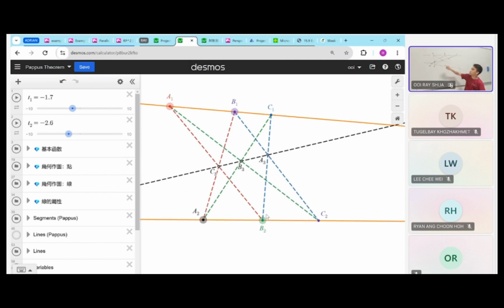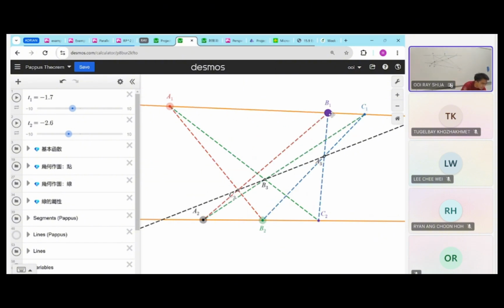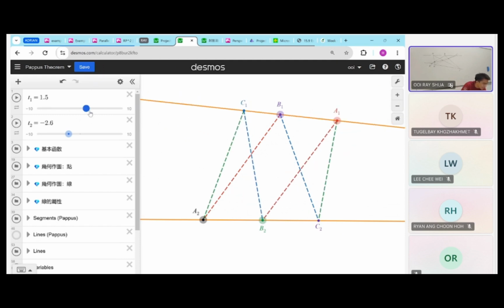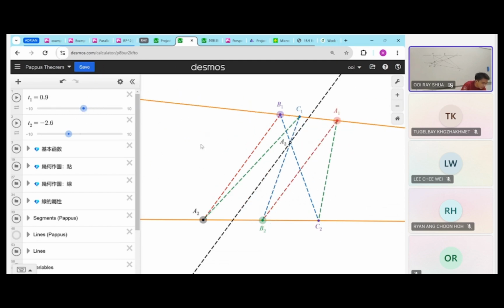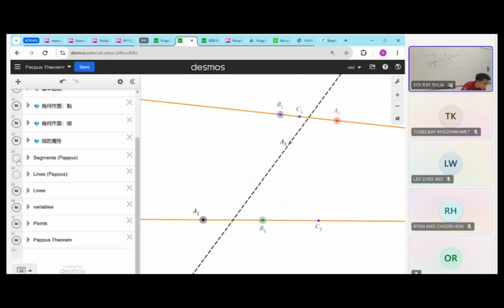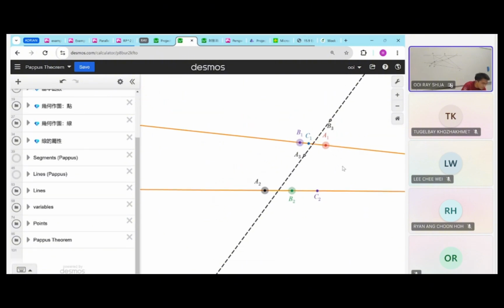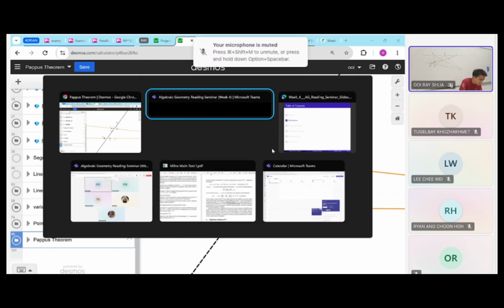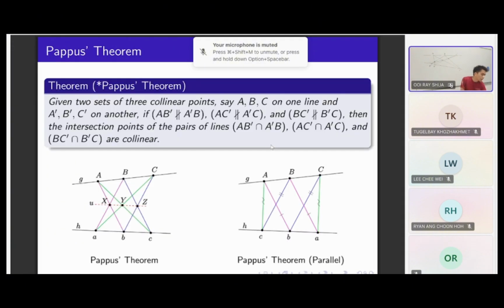And then maybe you think it should be A, B, C, and not A, C, B, but that's also not the case. So for example, I can pull A over here, behind A. C, I can move it around between A and B. And then you can see that it still works, right? All those points still lie on the line of the intersection points, no matter what you do. Okay, right? This thing is called Pappus theorem, right?